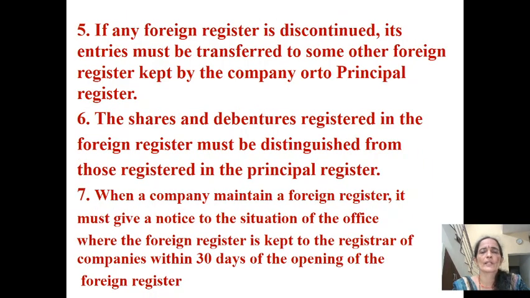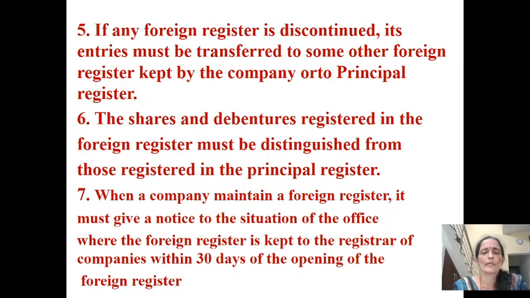Next, if any foreign register is discontinued, its entries must be transferred to some other foreign register kept by the company or to the principal register. A foreign register may be discontinued at any time, but when it is discontinued, all entries in the foreign register must be copied either to the principal register or to a new register. Then the shares and debentures registered in the foreign register must be distinguished from those registered in the principal register.